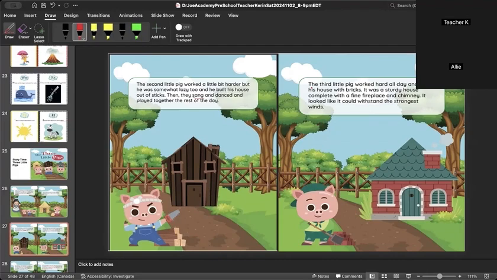The third little pig worked hard all day and built his house with bricks. It was a sturdy house complete with a fine fireplace and chimney. It looks like it could withstand the strongest wind. Okay, let's reread this one more time. It was a sturdy house complete with a fine fireplace and chimney. Do you know what a chimney is?